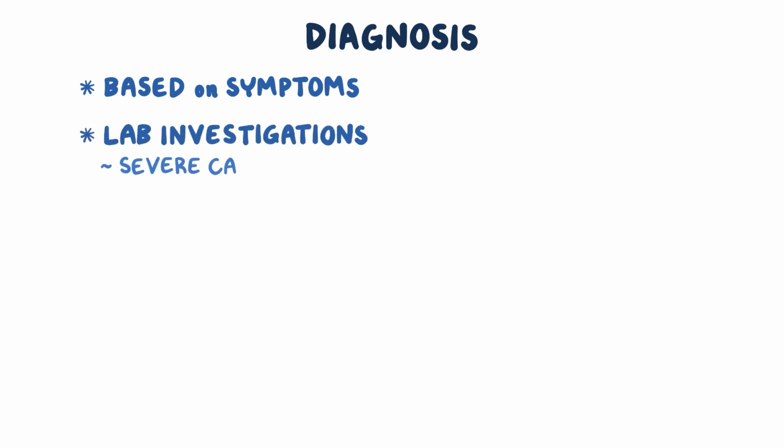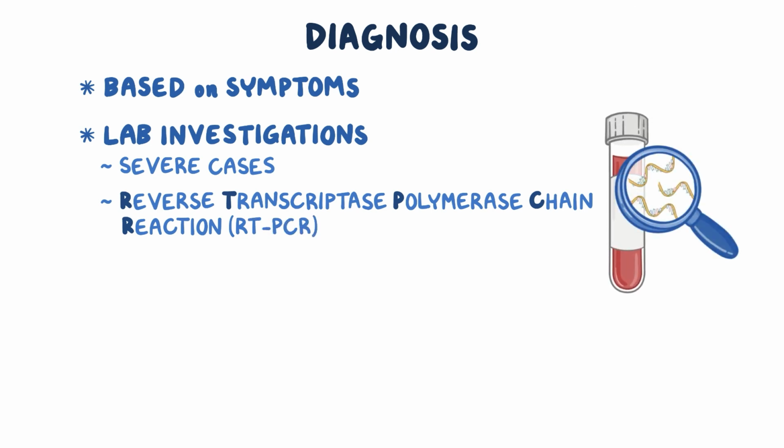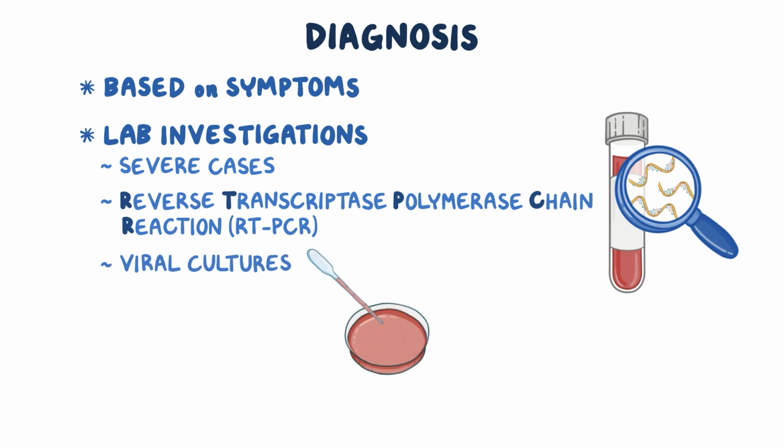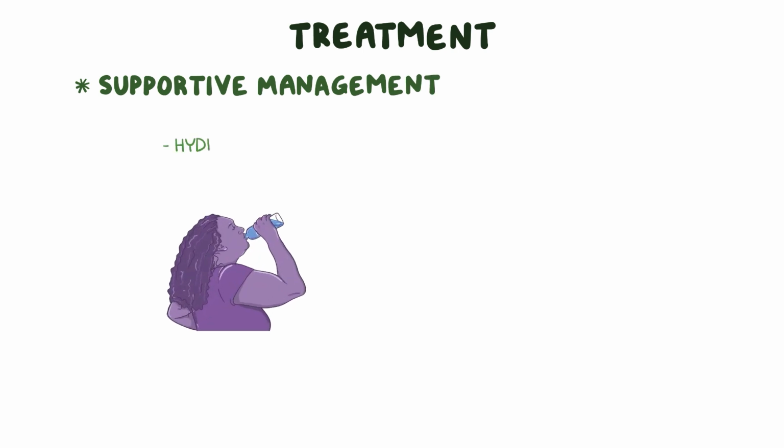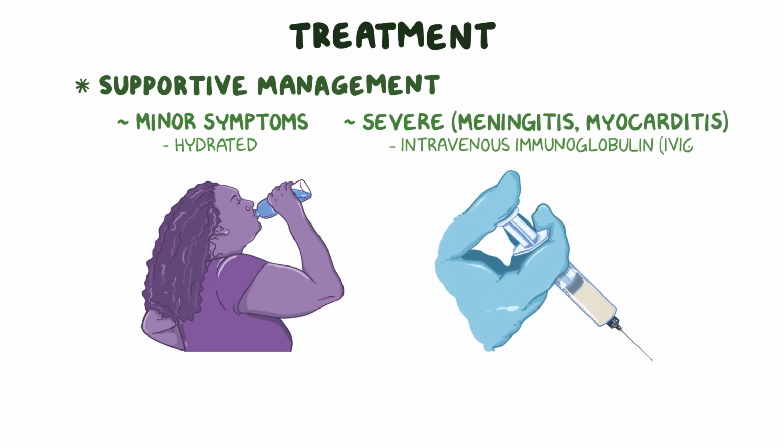The diagnosis of Coxsackievirus infection is mainly based on symptoms. Laboratory investigations are reserved for severe cases. In the lab, the virus can be identified by using reverse transcriptase polymerase chain reaction, or just RT-PCR, which is a method that consists of identifying its RNA in body fluids or even having viral cultures in viable cells, but this is not routinely done. The treatment of a Coxsackievirus infection consists of supportive management, like keeping people hydrated when there are minor symptoms. In severe cases, like meningitis and myocarditis, intravenous immunoglobulin, or IVIG, is usually given.